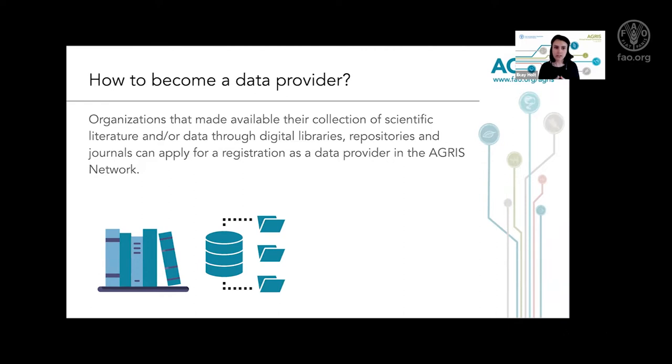Again, let's remind ourselves, our data providers are the organizations. They make available their collections of scientific literature or research outputs, any other research outputs, and the data sets to their digital libraries, their library catalogs. It could be their institutional repositories or a journal. They can apply for a registration as a data provider to be actually in the AGRIS network.